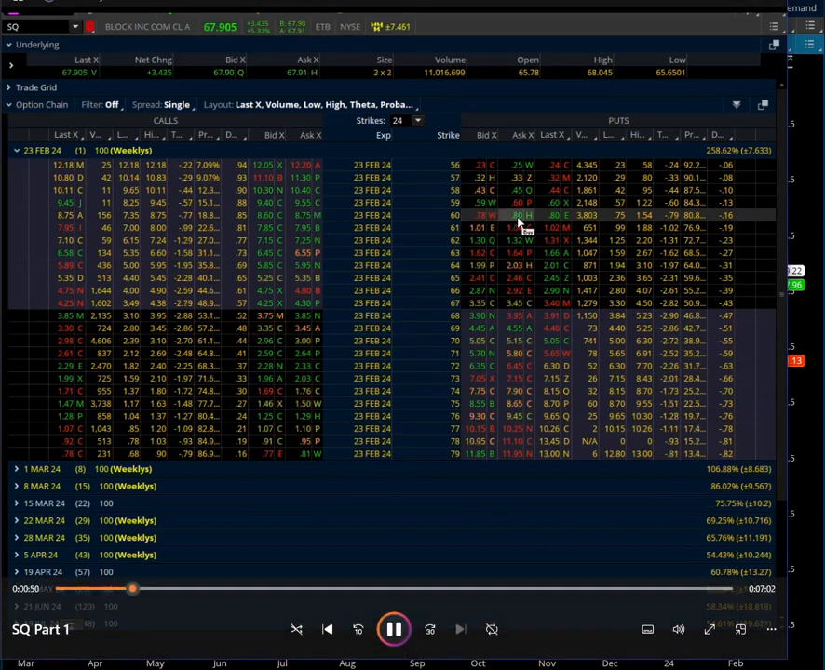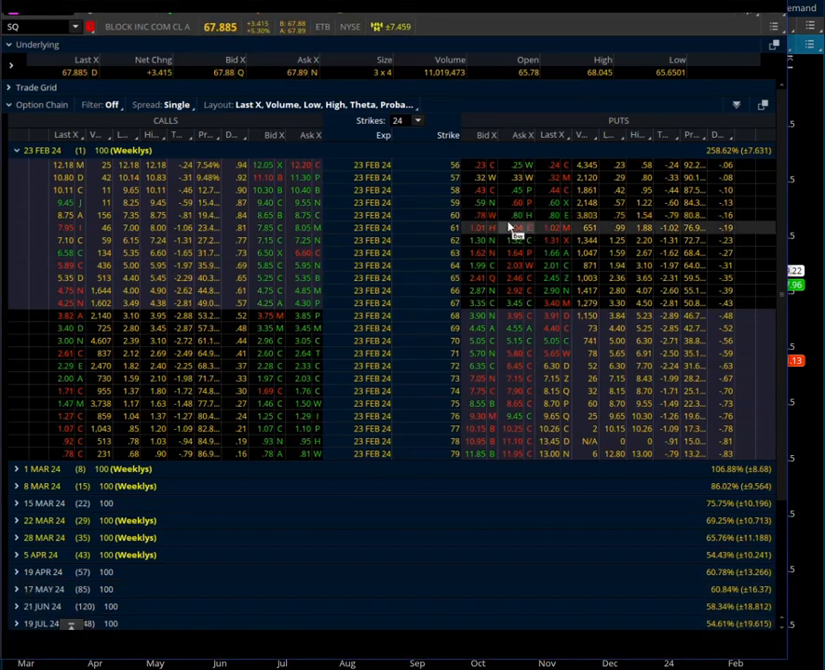Now I'm looking at the option chain, and I was looking to do the $60 put. I was going to sell a cash secured put, and I wanted to get 81 cents or more for the trade.